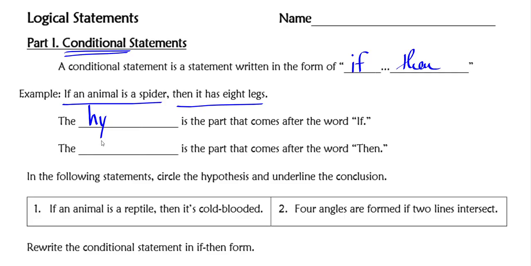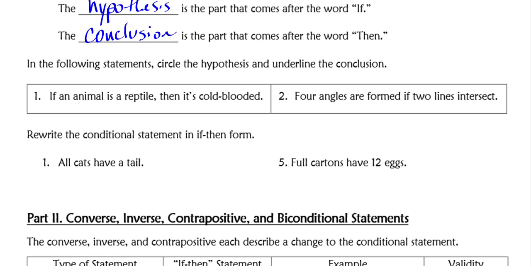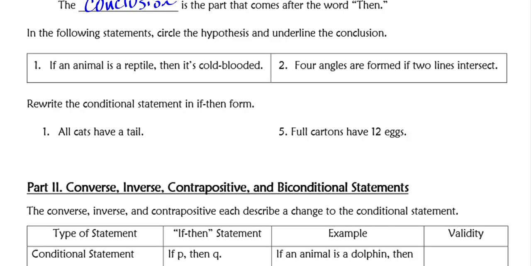The hypothesis is the part that comes after the word if. The conclusion is the part that comes after the word then. So we have those two parts, the hypothesis and the conclusion. We're going to circle the hypothesis and underline the conclusion. If an animal is a reptile, then it's cold-blooded.